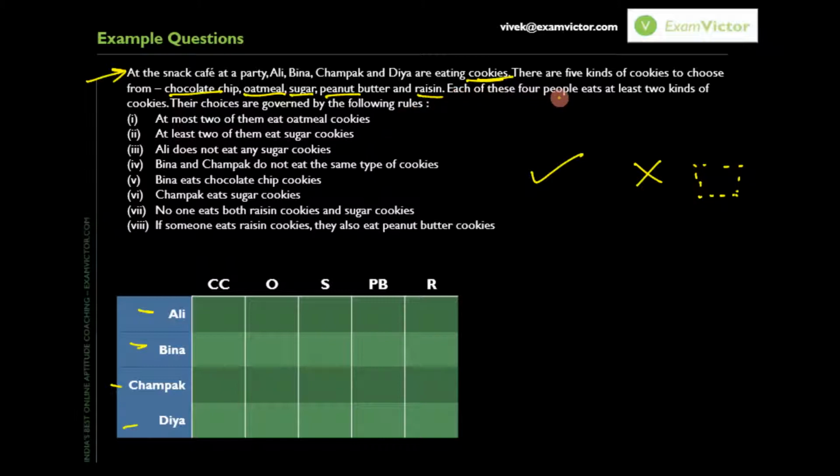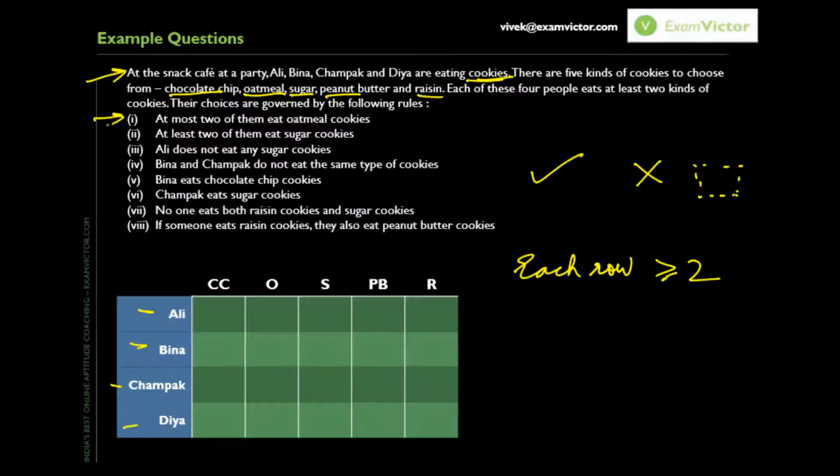This condition, each of these 4 people eats at least 2 kinds of cookies, means that each row should have at least 2 ticks, right? Each row is 1 person and each person eats at least 2 kinds of cookies. So each row, the tick count should be greater than or equal to 2. This is my first condition.